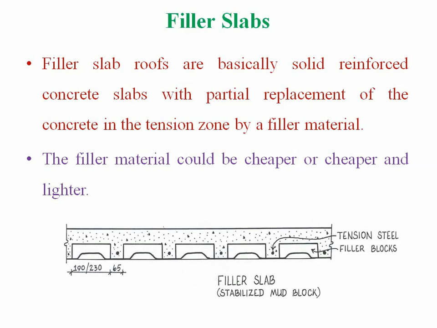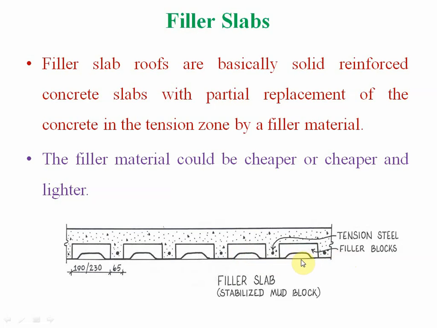Continue to the alternatives for roof system. So now we'll discuss the filler slabs. The filler slab roofs are basically solid reinforced concrete slabs with partial replacement of the concrete in tension zone by the filler material. You can see this is one of the filler slabs. Here the concrete in tension zone is partially replaced by the filler material.